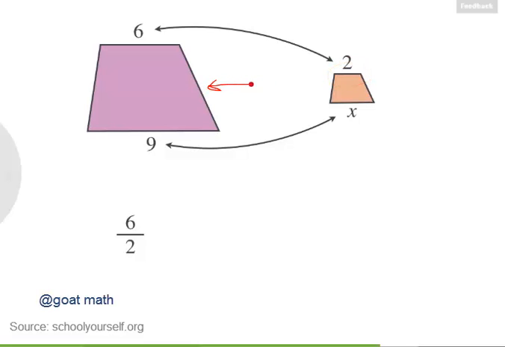Now because these shapes are similar, this ratio of 6 over 2 should be equal to the length of this side, 9, divided by the length of this side, x. So just to reiterate, this equation is saying that this side is a certain number of times longer than this side, and that should equal the number of times longer this side is than this side.